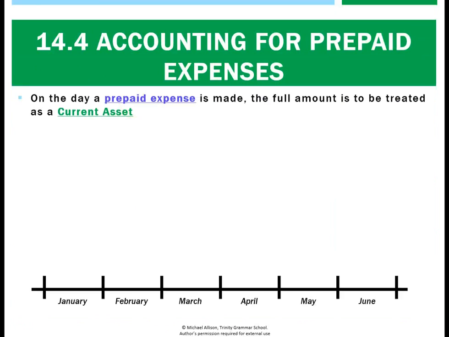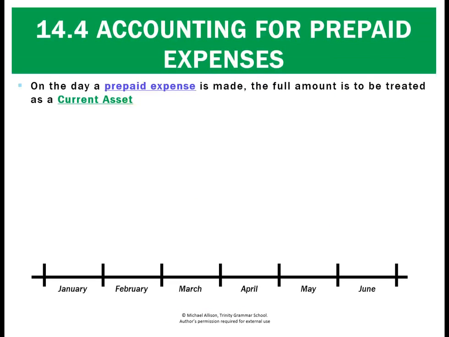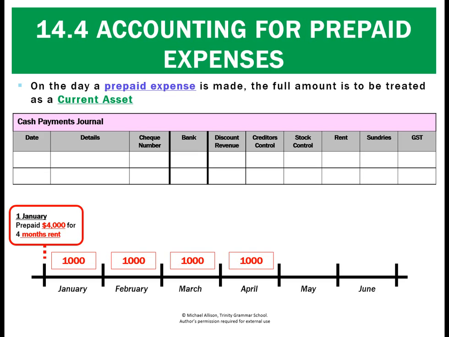Accounting for prepaid expenses requires that on the day a prepaid expense is paid, the full amount is treated as a current asset instead of an expense. So, for example, if we prepaid 4 months of rent for $4,000, so that's $1,000 a month, we'd record that all as a current asset at the time of payment.